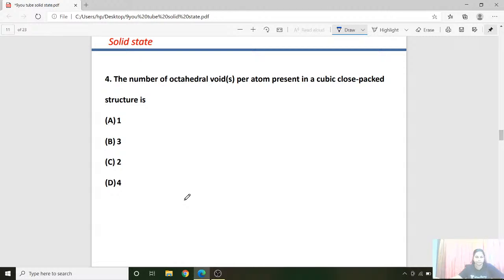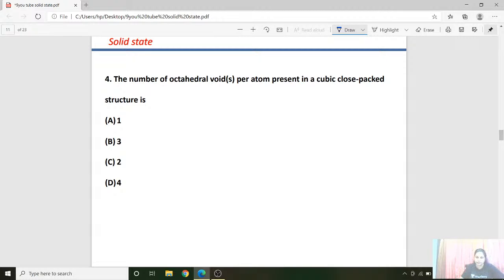Kindly read the question. The number of octahedral void per atom present in a cubic closed packed structure is. Option A is 1, option B is 3, option C is 2 and option D is 4. So you need to find out how many octahedral void is present per atom.